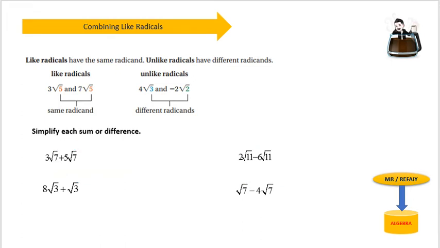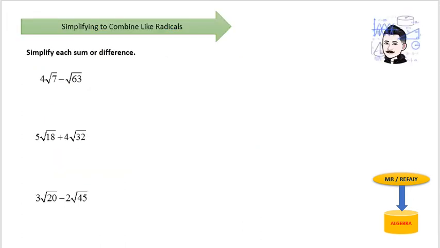Here it says simplify to combine like radicals. This is the second part of the lesson: simplifying, then combining. Now, how to simplify? Look at the first one, 4 root 7. It's already in simplest form. Why? Because 7 is not a perfect square, and we cannot change it to be a perfect square number. So we write it here, 4 root 7 minus root 63.